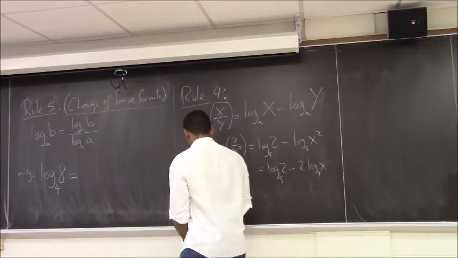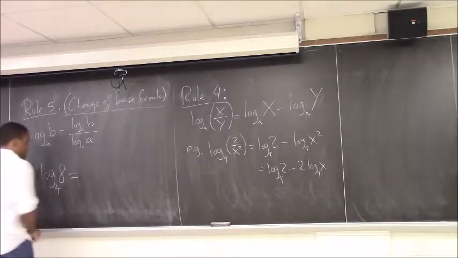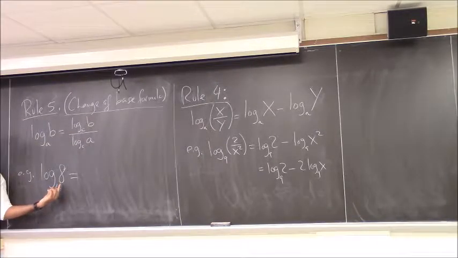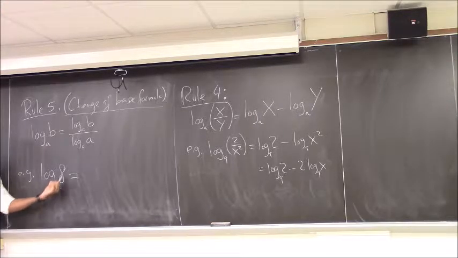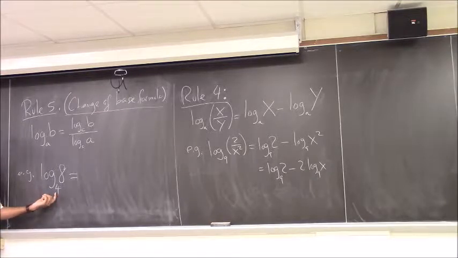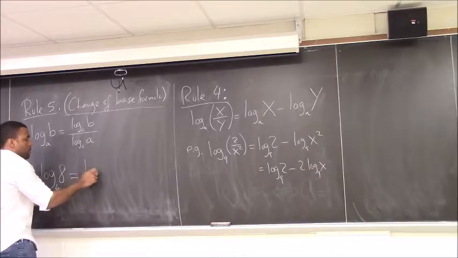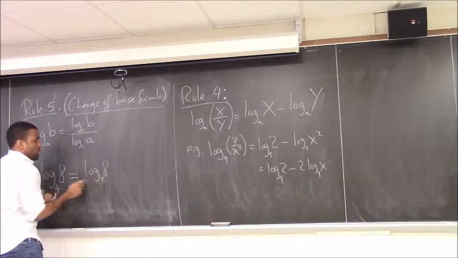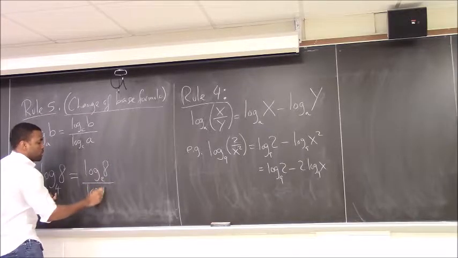You can't actually know for sure unless you realize no one thinks of base 8 in terms of base 4. There's a more convenient base for these two numbers. What do you think it is? 2. I know about 4 in base 2, and I also know about 8 in base 2. So let's go from base 4 to base 2. By this rule, that's log base 2 of 8 over log to the base 2 of 4.